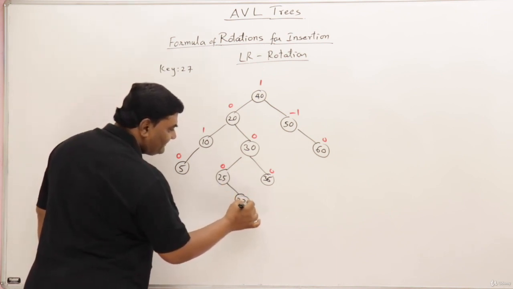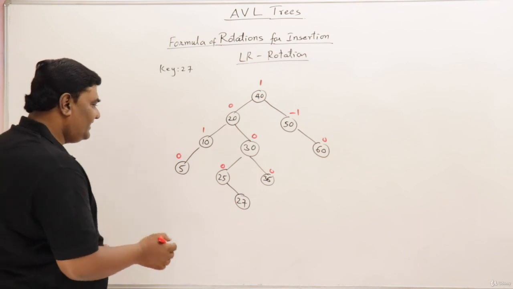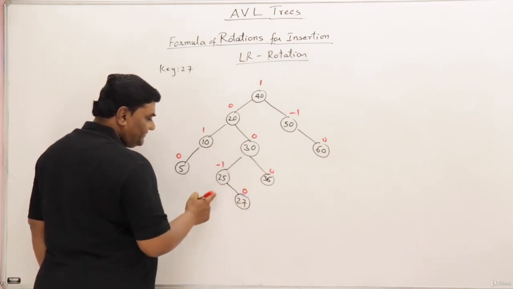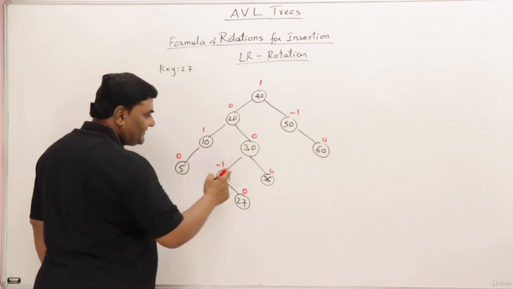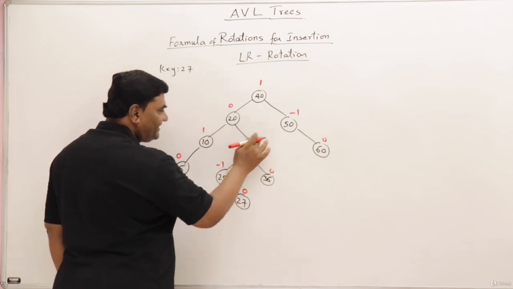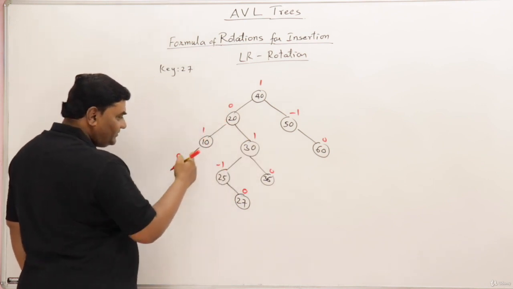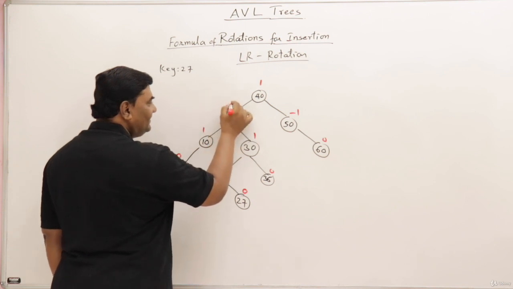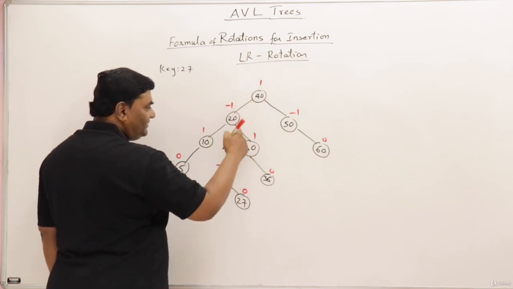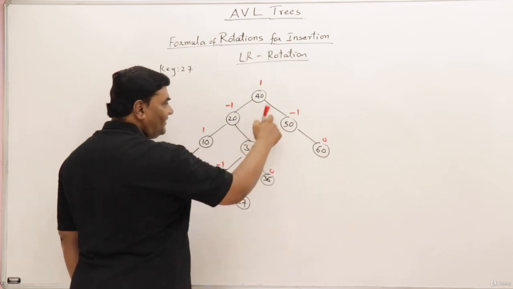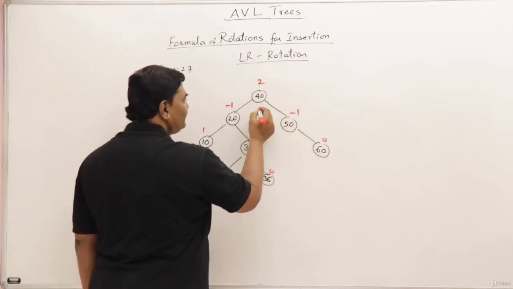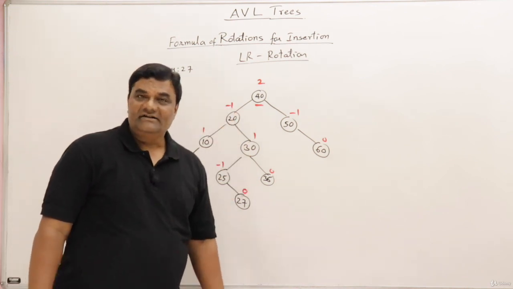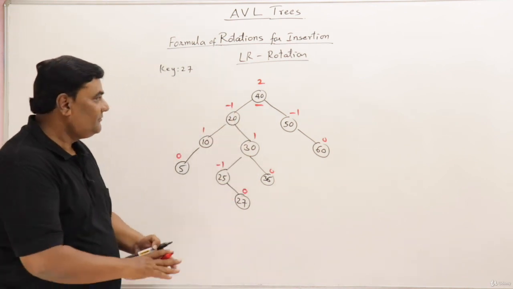When 27 is inserted here, now balance factors will update. This is 0, this is minus 1 because 0 minus 1 is minus 1. 1, 2 and this is 1, so this becomes 1. This 1, 2, 1, 2, 3. So 2 minus 3 becomes minus 1. And for this one, 1, 2, 3, 4, 1, 2. So this node became imbalanced. 2 is the balance factor, so the node became imbalanced. We have to perform rotation on that one.